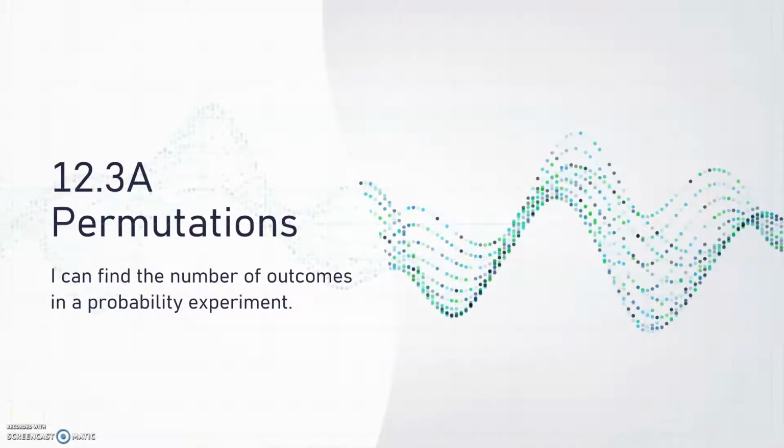Section 12.3 is about counting the number of outcomes, and the first part of 12.3 is about outcomes that occur in a very specific order. Those are called permutations.